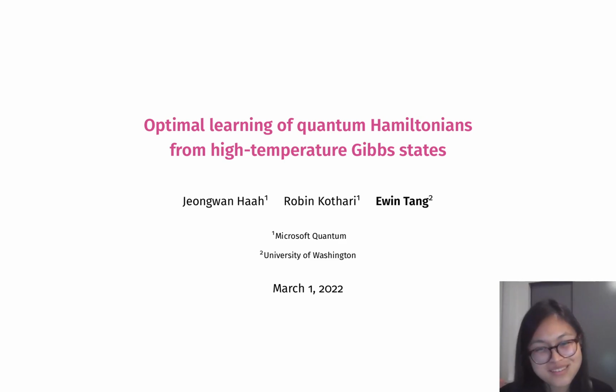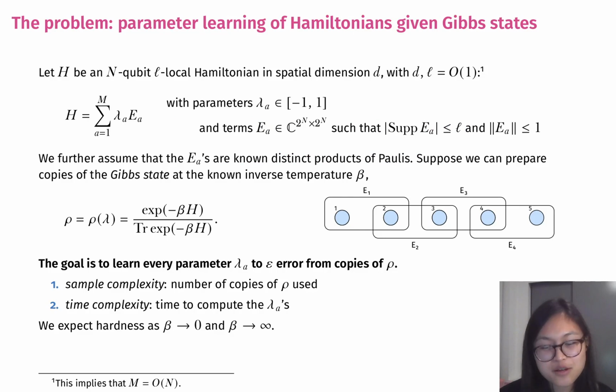Okay, let's begin. So this paper is about parameter learning of quantum Hamiltonians. The setting here is that we have some Hamiltonian H, which is over n qubits, and we imagine it having constant locality in a spatial dimension that's also constant.